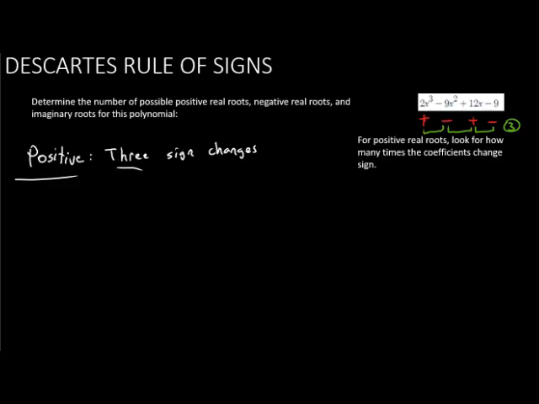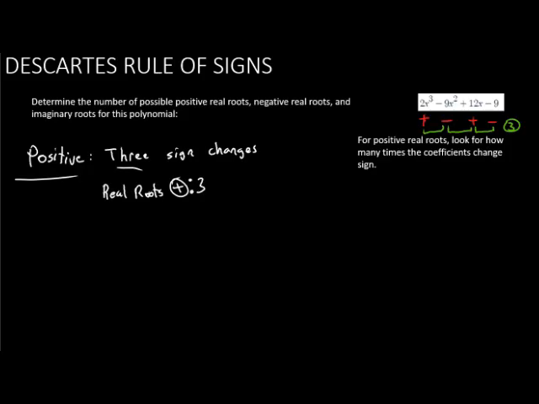This means it is possible for us to have 3 positive real roots. However, some of these roots could be imaginary also. Remember that imaginary roots tend to come in pairs if you start with a real polynomial. Because our 2x to the third minus 9x squared plus 12x minus 9 is a real polynomial, that means that if we have any imaginary roots, we would have to have a pair of imaginary roots.